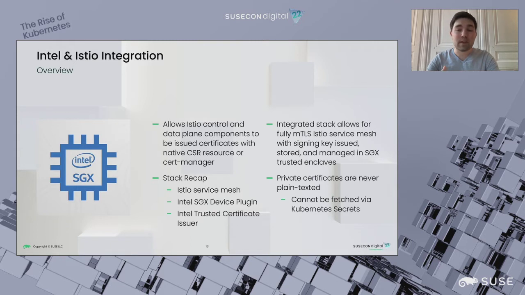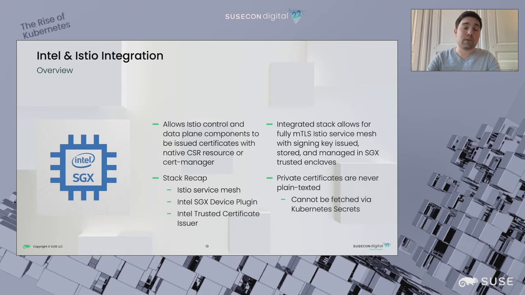What this means is that no matter who has control of the underlying platform, who has credentials on your Kubernetes cluster, no one is able to fetch your private signing key for your CA. So this means that the mTLS certificates issued to all of these proxies are extremely well trusted. There's no way that one could be impersonated. No one could sign a fraudulent certificate, anything like that.